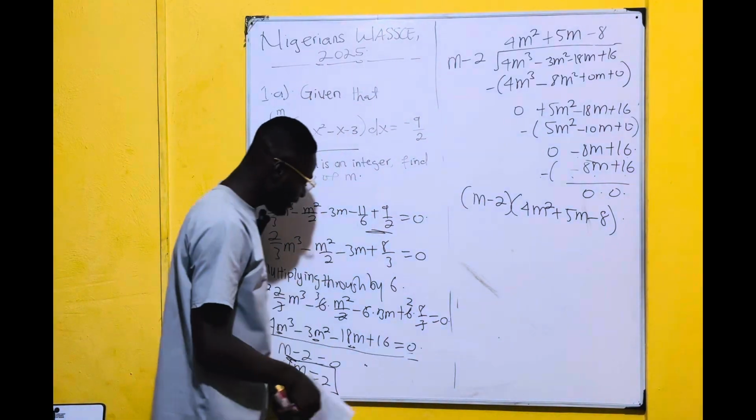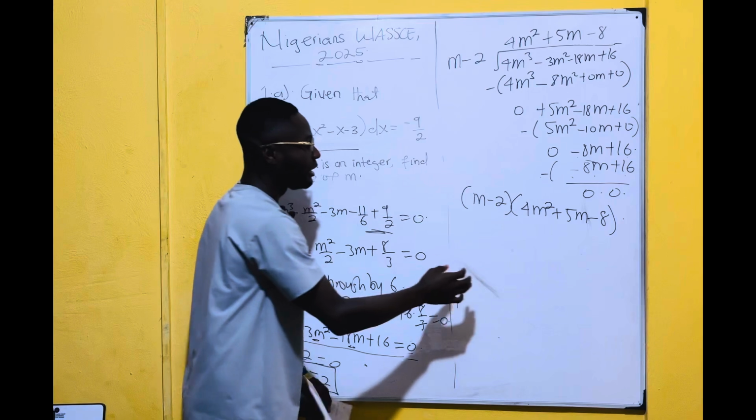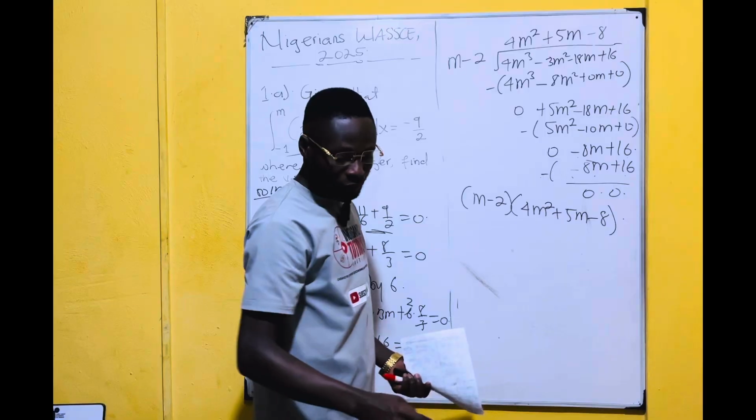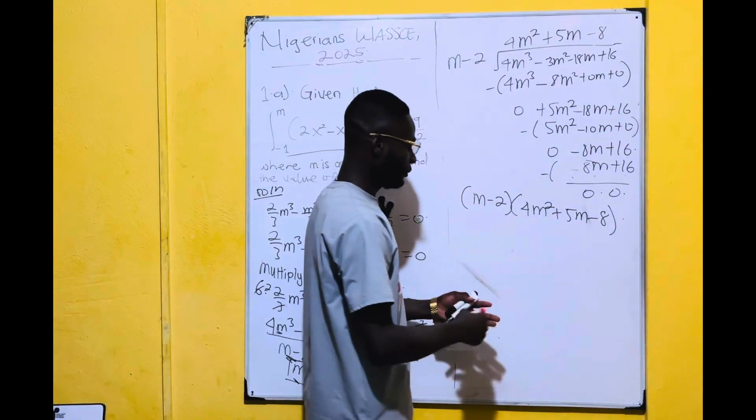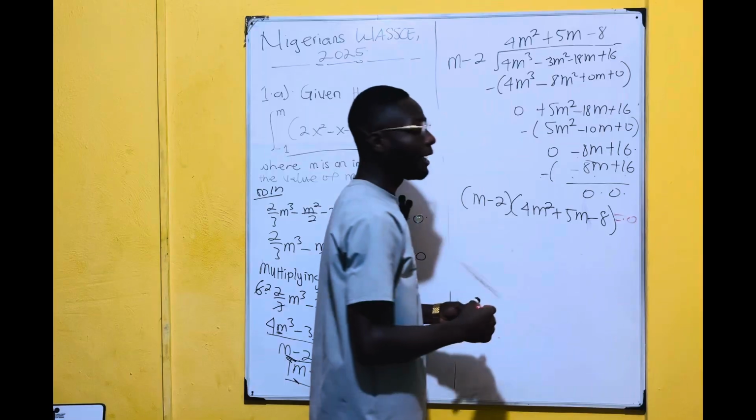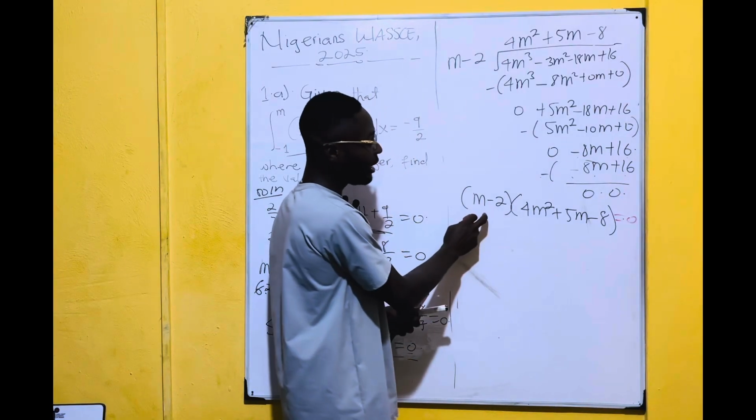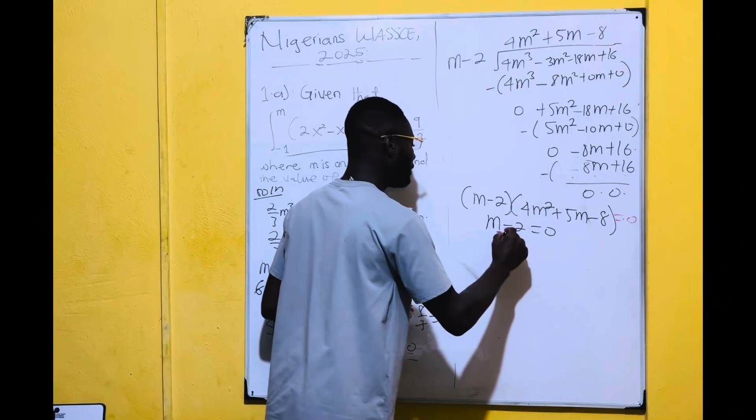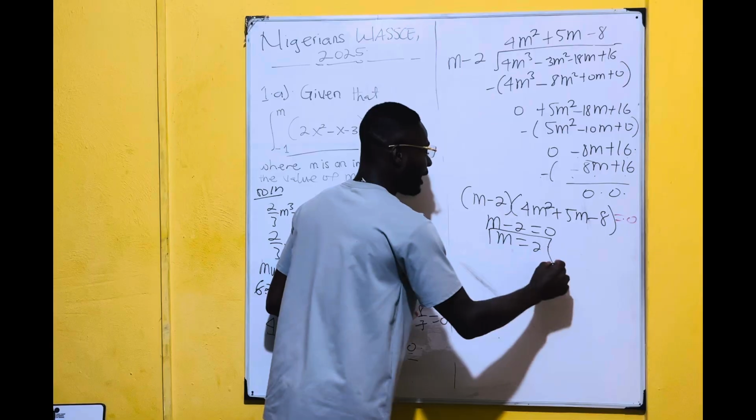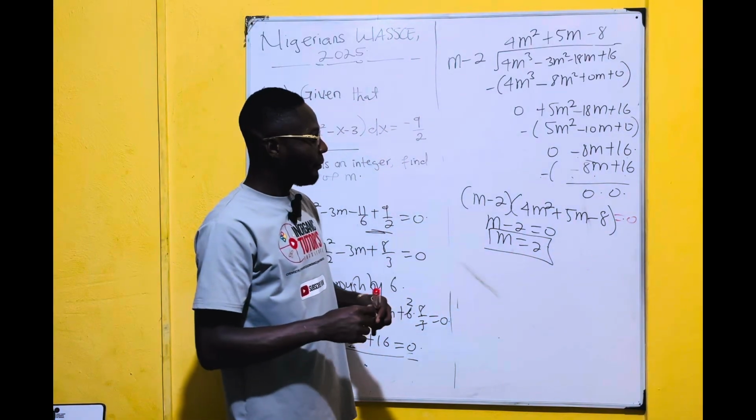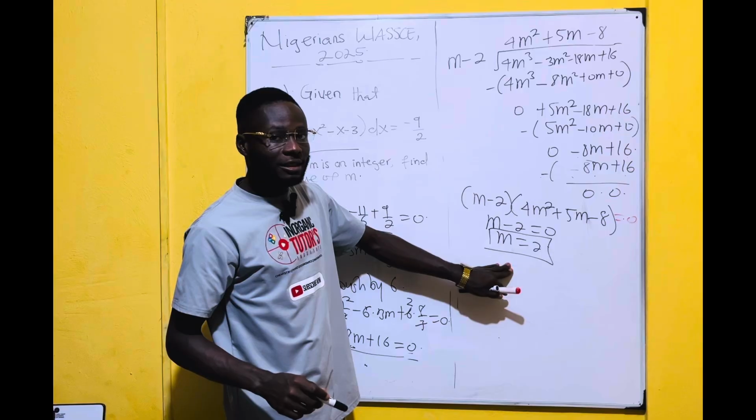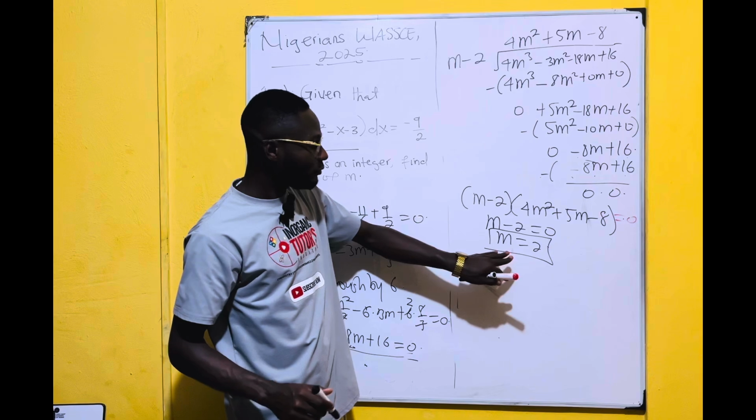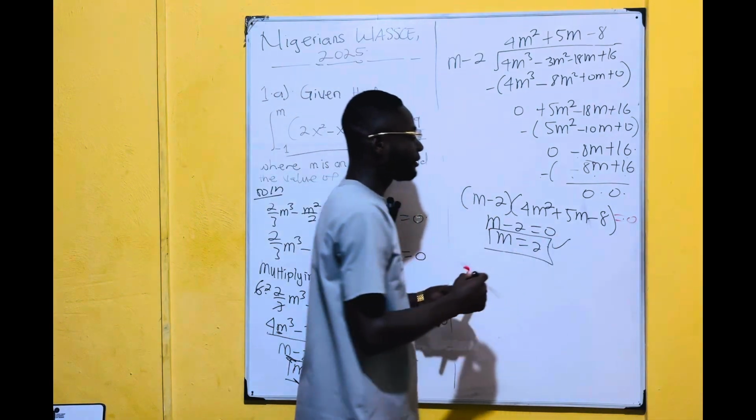Okay, so this expression has been broken down into a linear expression and a quadratic expression, right? So from here, we solve for m, right? So the first value for m is this. So that means that m minus 2 is equal to 0, m is equal to what? 2. And this is an integer, right? But we can conclude that this is the only integer for m. This is an integer. Okay, so this is correct.